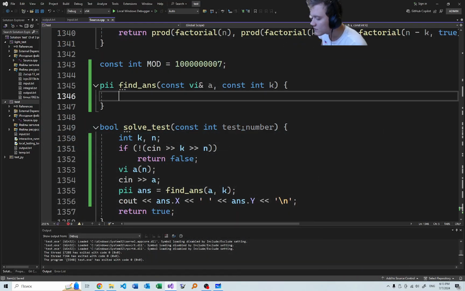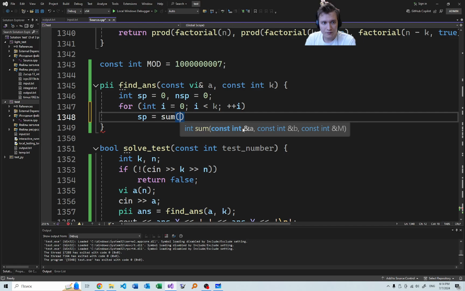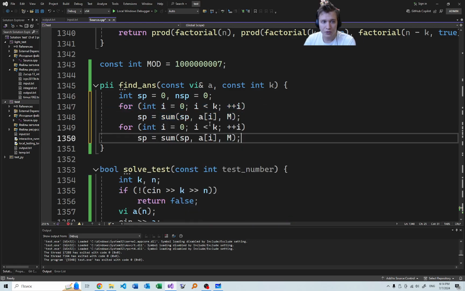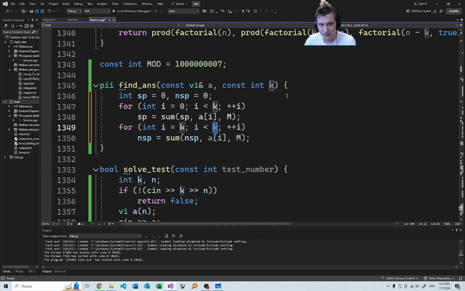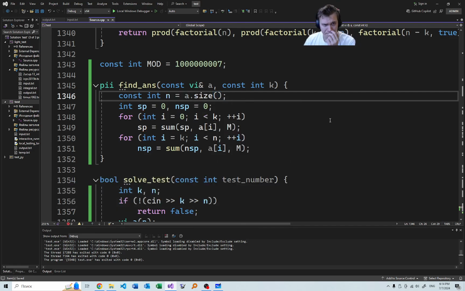Okay, so first of all, let's find the sum of all interesting numbers, interesting balls, and not interesting balls. So special and not special. Special is the sum of special a_i modulo m. And not special is also the same thing, but starting with k and less than n. Great.